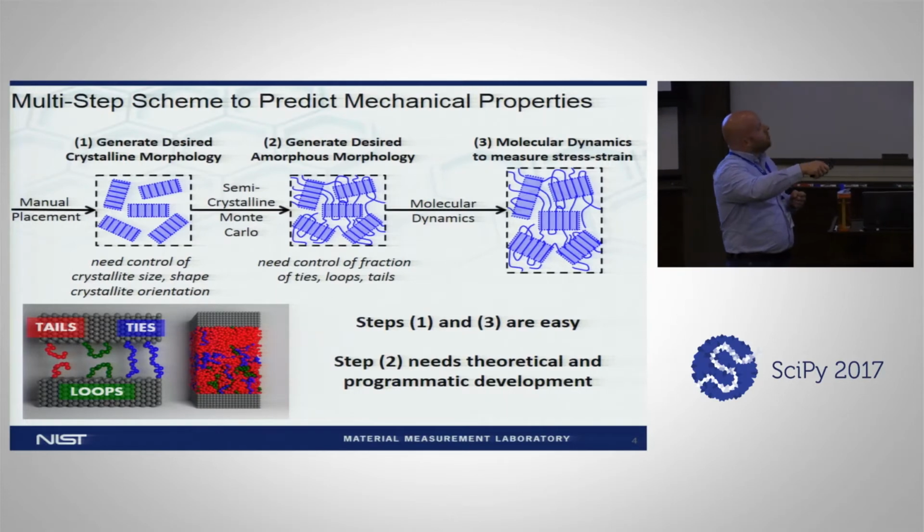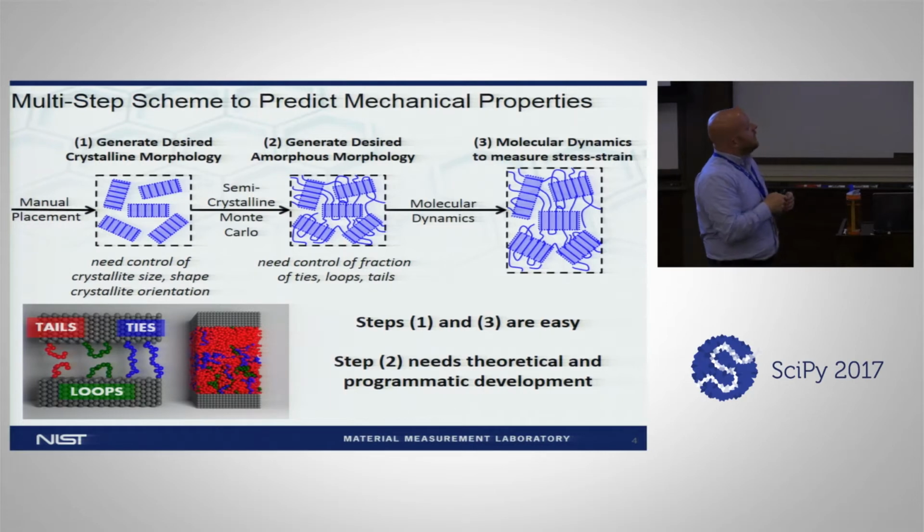So first, we generate the desired crystalline morphology manually. This is really just a geometry problem. There aren't any specific tools you need. You just need to sort of put the atoms in 3D Cartesian space and let them be. Then we grow in the amorphous morphology in such a way where we can control the extent of tie chains, loop chains, and tail chains in order to look at the effects of those on the last part where we do some sort of thermophysical calculation.